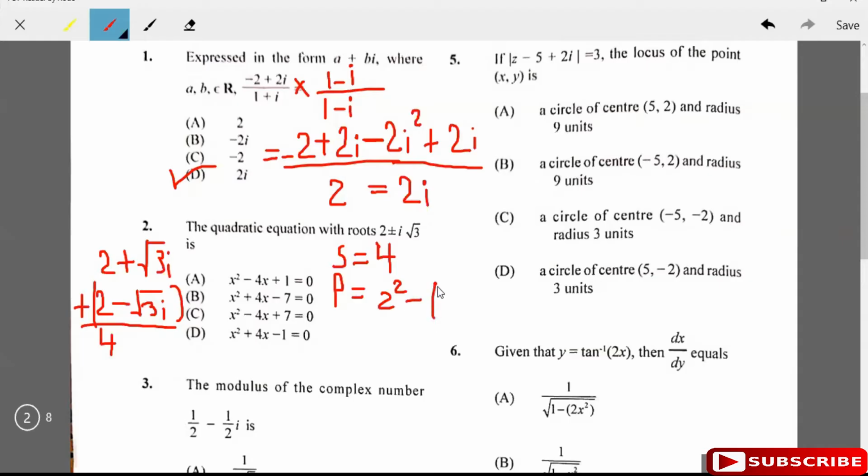So it's x squared minus the sum of the roots times x plus the product of the roots. Yes, that's the formula we're going to use. The product is 2 squared, which is 4, minus root 3 squared, which is 3, times i squared, which is minus 1. So we're getting 4 plus 3, which is 7. So now it's x squared minus 4x plus 7.